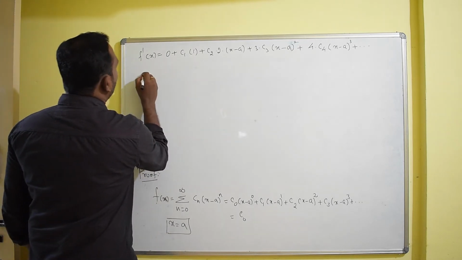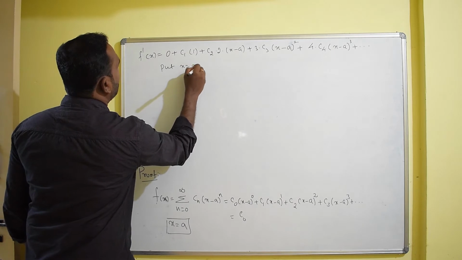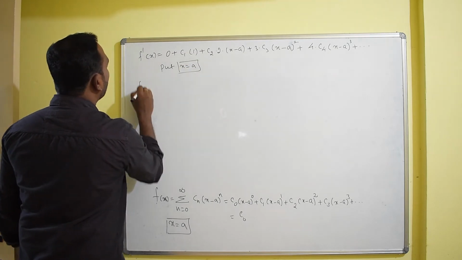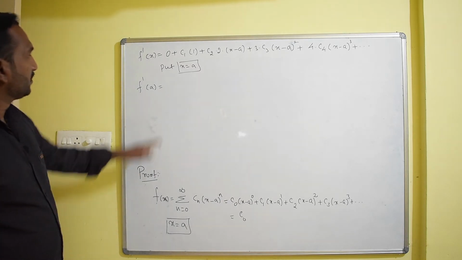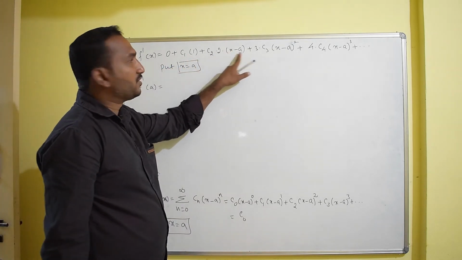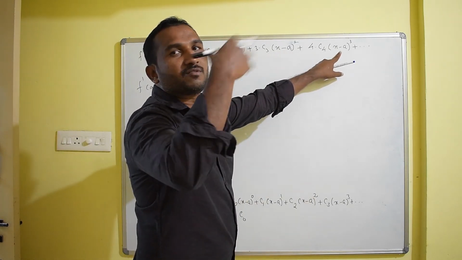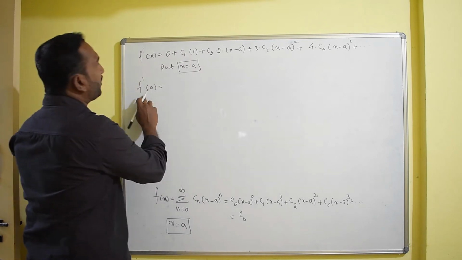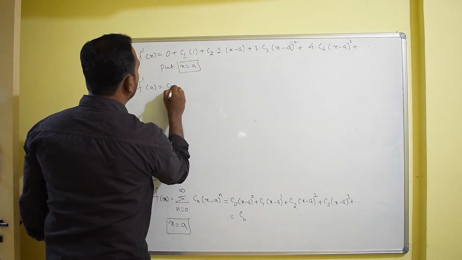Now again we substitute the point x equals a. So put x equals a, then f dash of a is equal to: a minus a becomes 0, so the rest of all the terms become 0, and f dash of a will become only c1, that is c1.